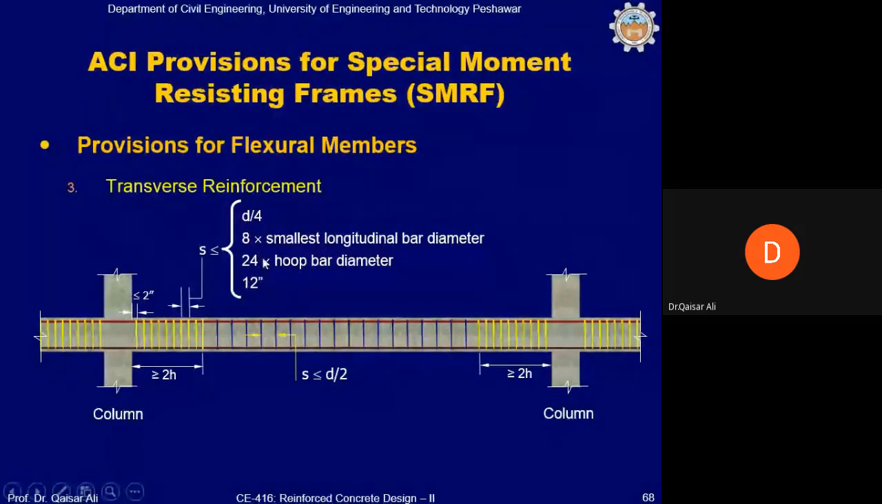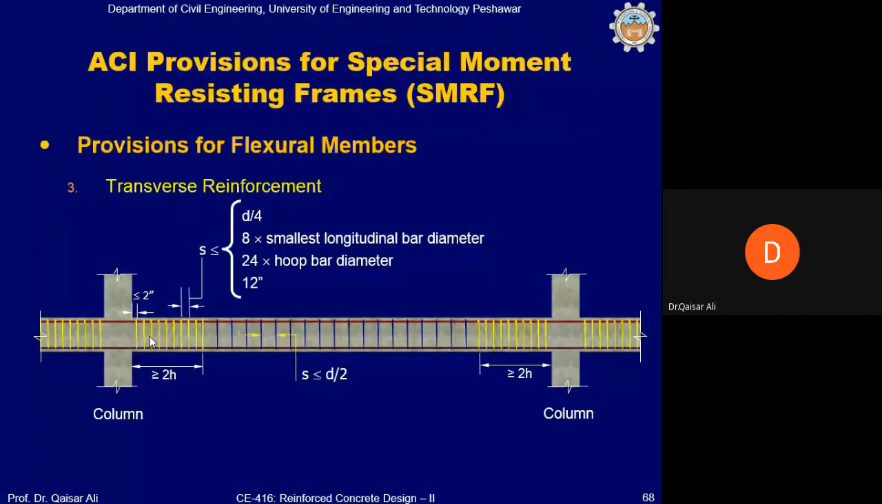So 12 inch, 9 inch, 8 inch, and 5 point something. This 5.5 inch is the least reinforcement, least spacing. So we will use this least spacing of stirrup in this region only, regardless of what has been obtained from the design. Okay, if from the design spacing is less than this, then it is okay.